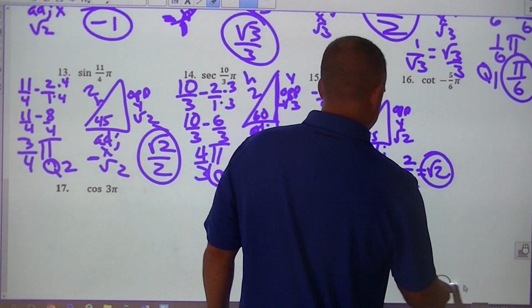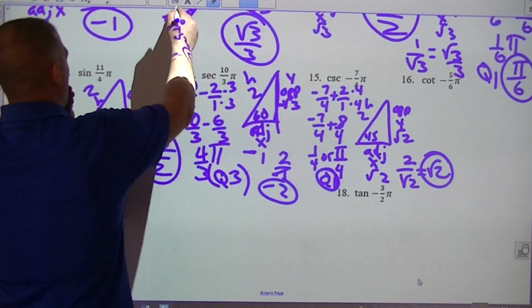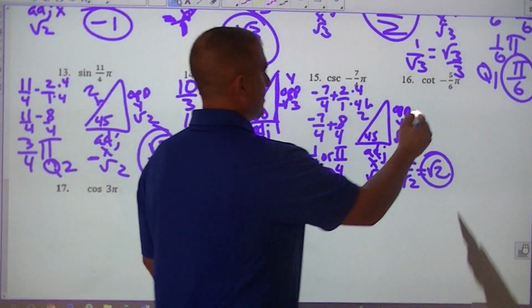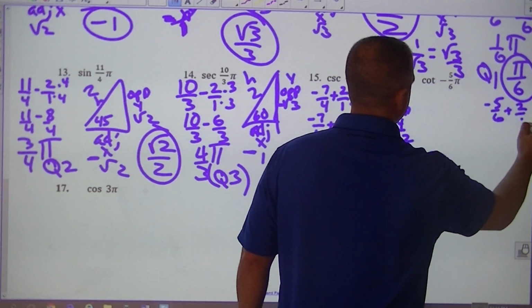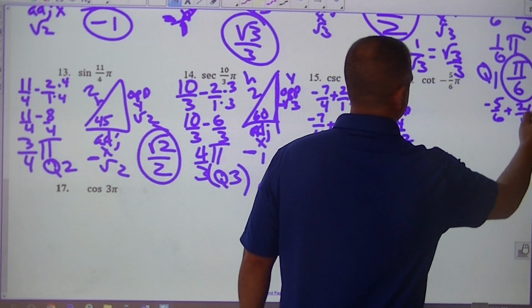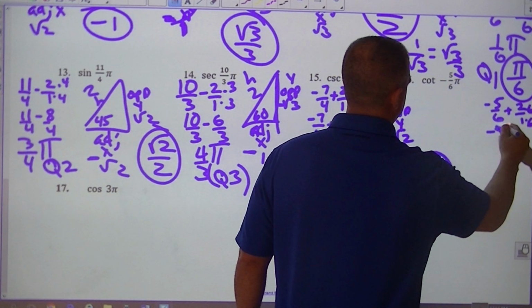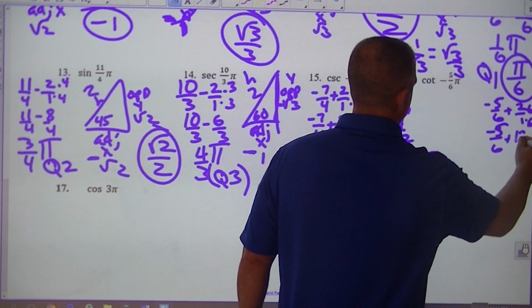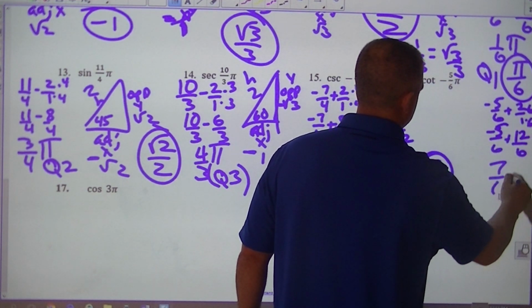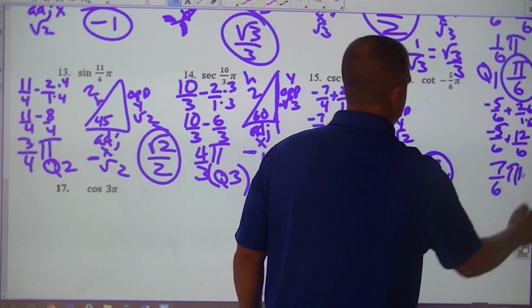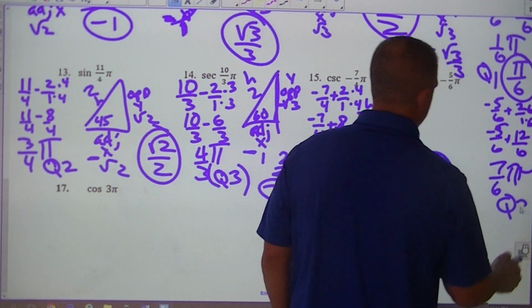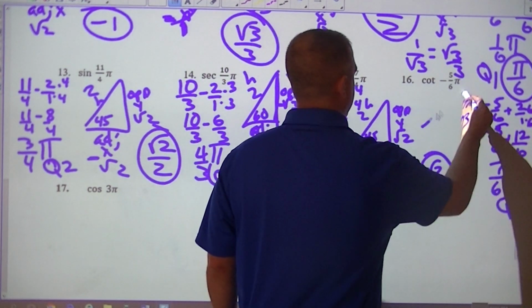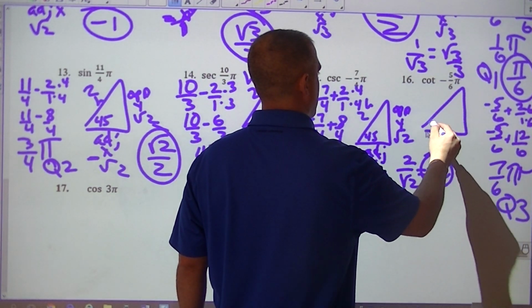Okay, let's go to this next one here. -5/6. I'm going to add 2 over 1. All right, so I multiply by 6 and 6, which is -5 over 6 plus 12 over 6, which is 7 over 6 pi. Once again, that's bigger than 1, 1 digit away. That's going to be quad 3. Okay, since it's 6, it will be a 30-degree angle.